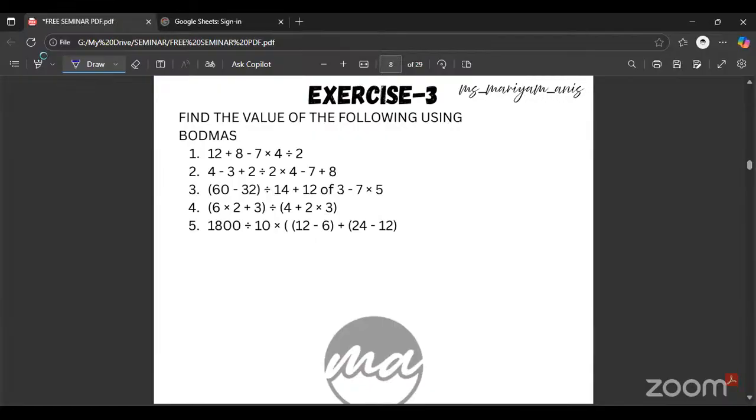So here we have a few exercises under BODMAS. I'll explain the first question. It says 12 plus 8 minus 7 into 4 divided by 2. According to the BODMAS rule, division comes first. What's 4 divided by 2? 2. After division, we have multiplication. What's 7 into 2?